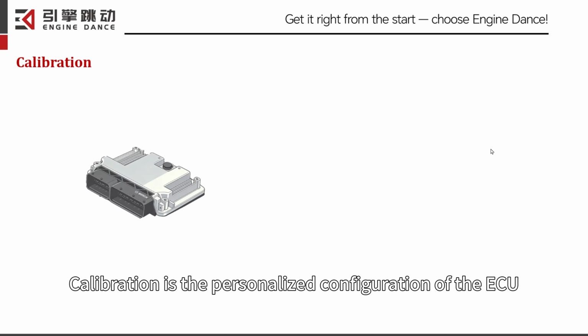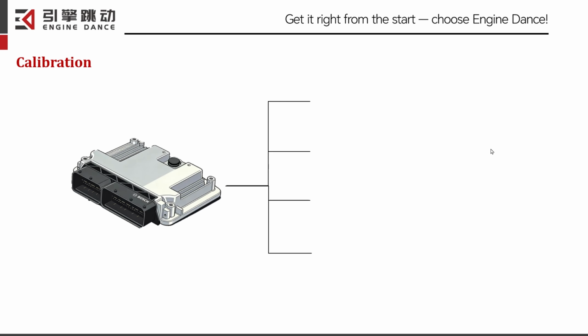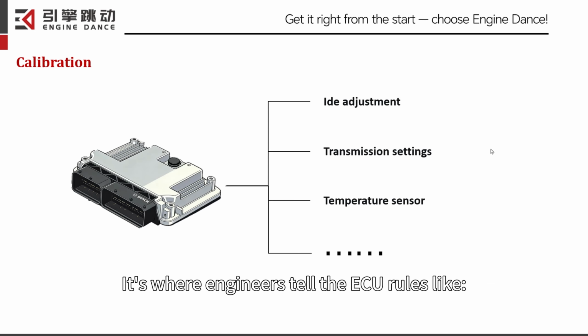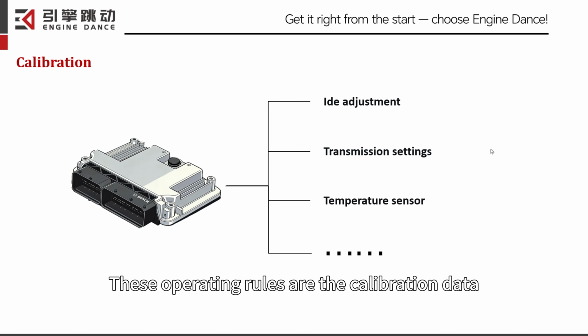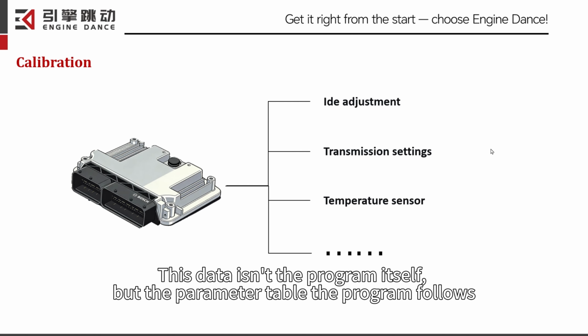Calibration is the personalized configuration of the ECU. It's where engineers tell the ECU rules like, at what RPM and load should the turbo provide boost, or at what point a clogged DPF should regenerate. These operating rules are the calibration data. This data isn't the program itself, but the parameter table the program follows.